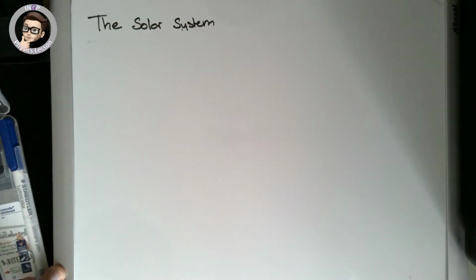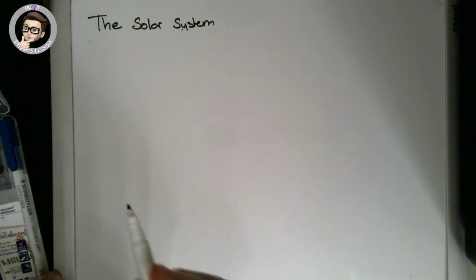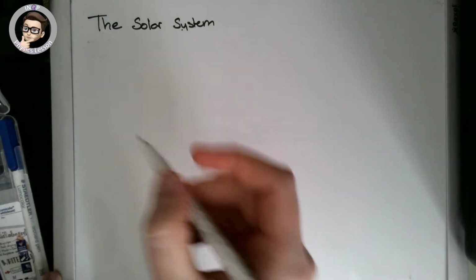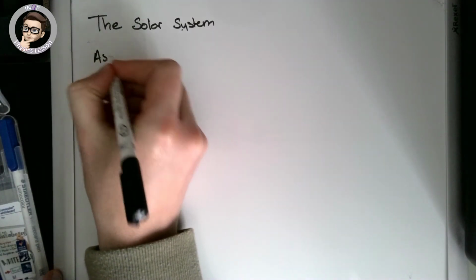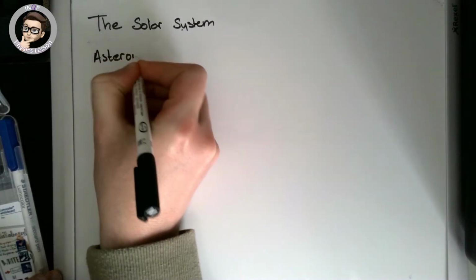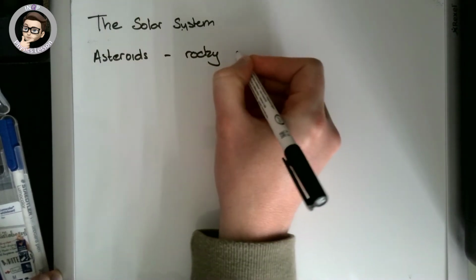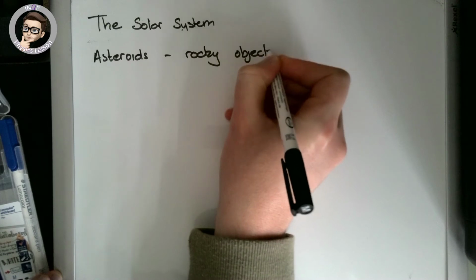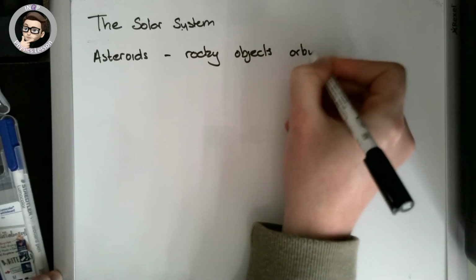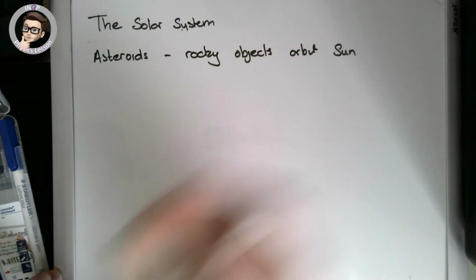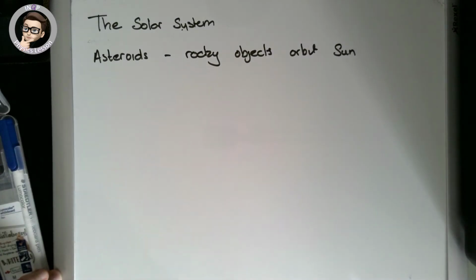There were two other objects that we had to consider in our solar system, in fact three other ones. Asteroids. Now asteroids are rocky objects and they orbit the Sun. They become meteorites when they hit the atmosphere and start to burn up.